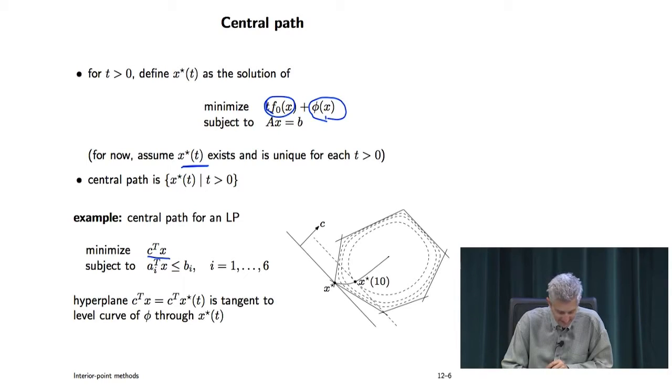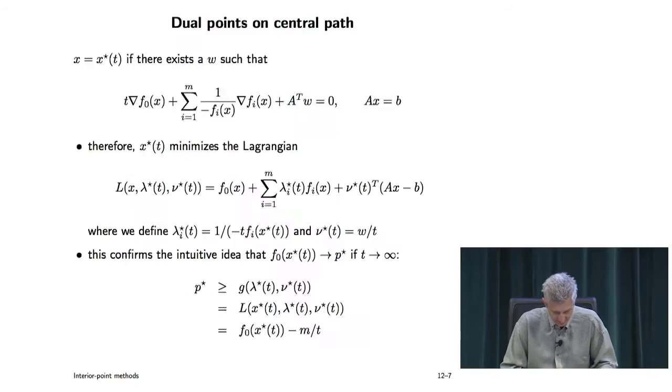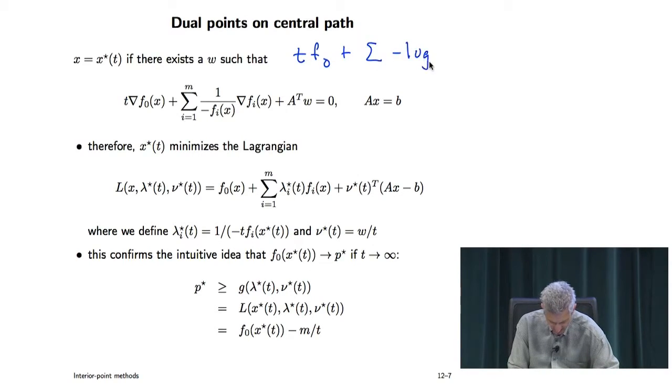Okay, and that's the idea. So that's a central path. Now, it turns out, if you're on the central path, surprise, surprise, you get for free dual points for the original problem. So let's see how that works. If you're on the central path, it means you minimize t f0 plus the sum of minus log of minus fi of x. So you minimize this thing.